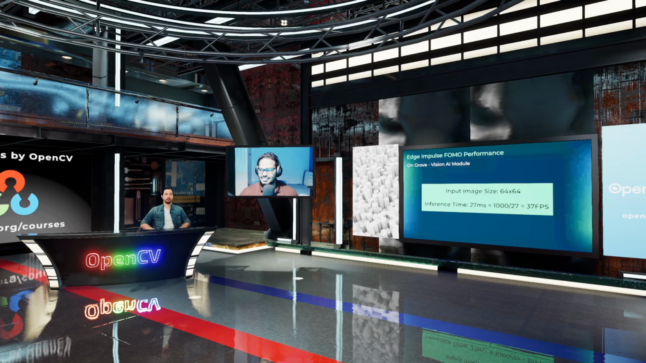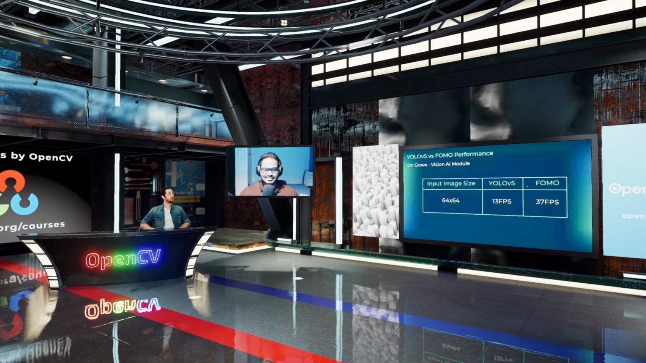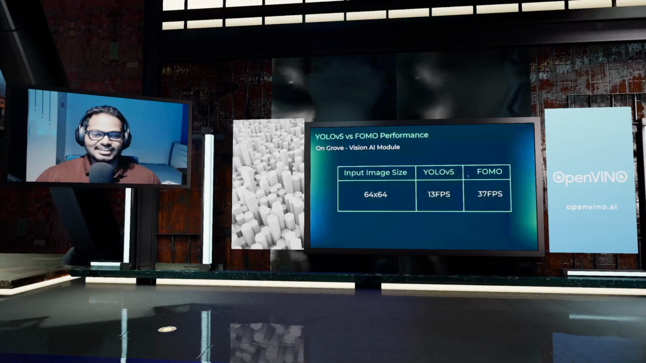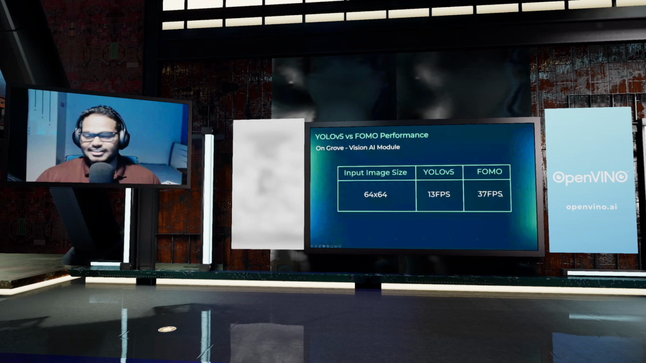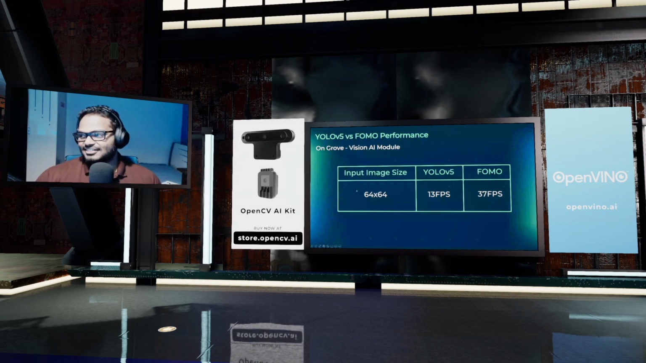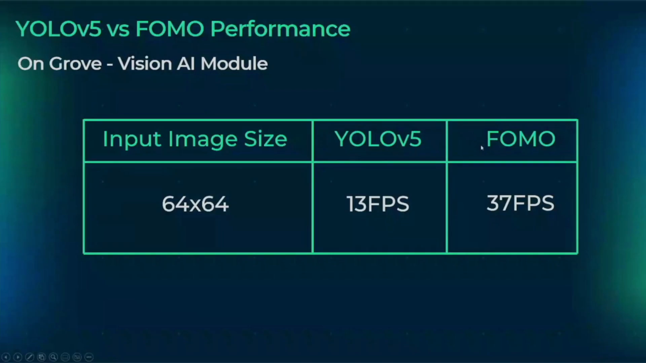That's huge. So this is the comparison, right? You have the YOLOv5 running at 13 and the other model running at 37 for the same image size. It's very interesting to see this kind of inference jump on such a small device. It's the sort of improvement that we see a lot with OpenVINO on many devices that OpenVINO is optimized for. You can double or even triple your speed sometimes.